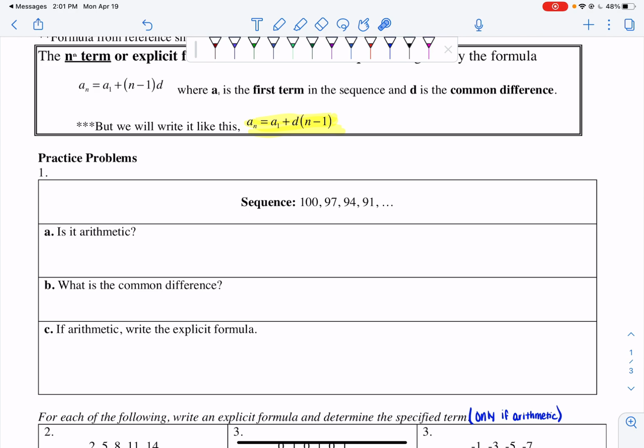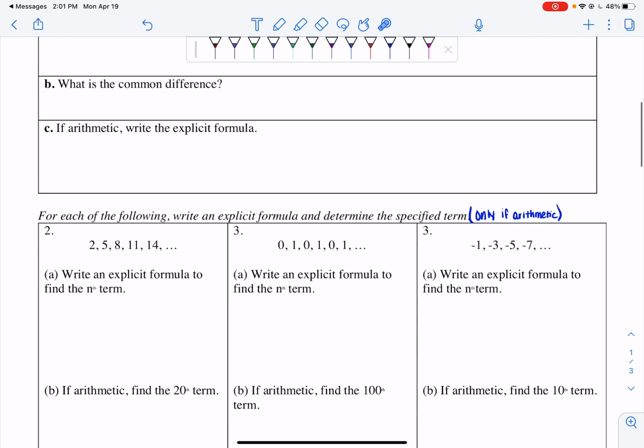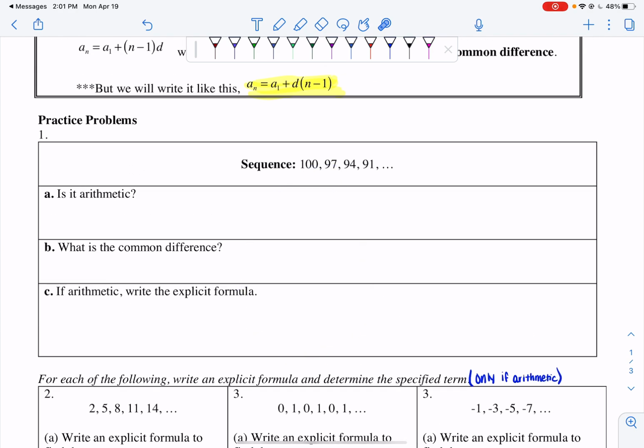So let's go over some practice problems. If you notice, not all the problems are going to look like this box. You will just need to go right into it and find the sequence rule. So the first thing we have is a sequence 100, 97, 94, 91, and we want to know, is it arithmetic? Well, is it?